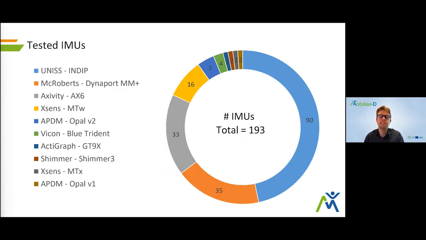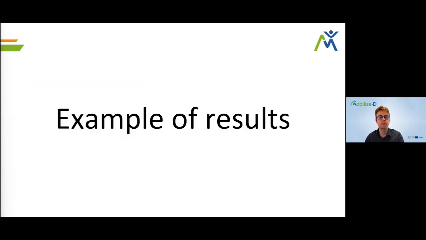We considered several types of IMUs. In particular, the INDIP, the MacRoberts Dynaport MM Plus, and the Activity AX6 were employed in the TVS protocol. And since we have a limited amount of time, I would like to present just some examples of the results obtained for a complete characterization.